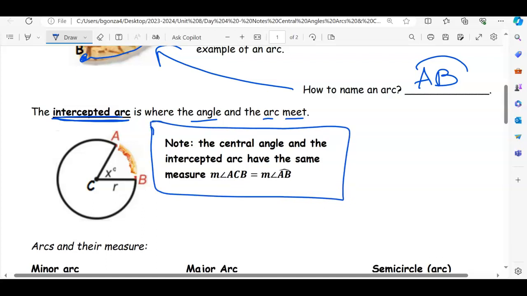Okay. It says, note, the central angle and the intercepted arc have the same measure. This is very, very important. Look where I'm pointing right now. Whatever degrees the center is equal to the degrees of the arc that it intercepts. So if this is x degrees, right here is also going to be x degrees. Let's write that down.